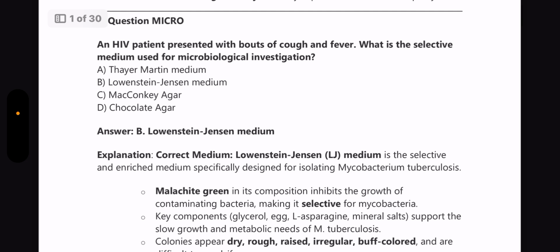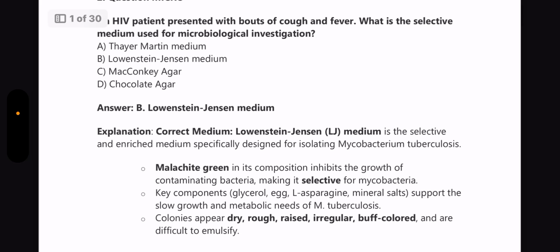So next question from Micro. An HIV patient presented with bouts of cough and fever. What is the selective medium used for microbiological investigation? Answer is LJ media. So LJ media is a selective and enriched media specifically designed for isolating Mycobacterium TB.